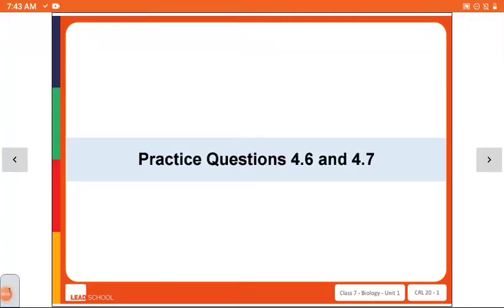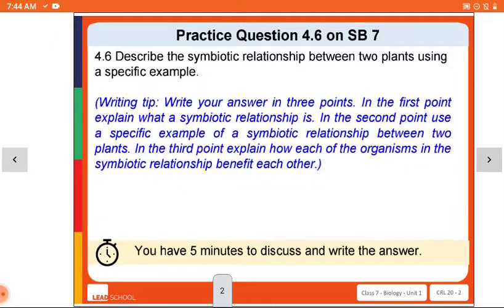So first of all, I am introducing our previous lecture. In a previous lecture, we have done symbiotic plants. So first of all, we practice questions 4.1, 4.6 and 4.7 on your SB7. Describe the symbiotic relationship between two plants using a specific example.